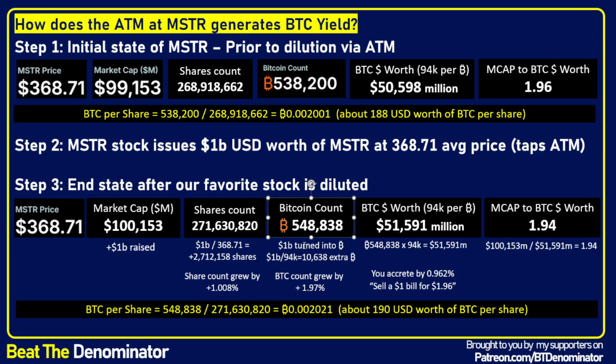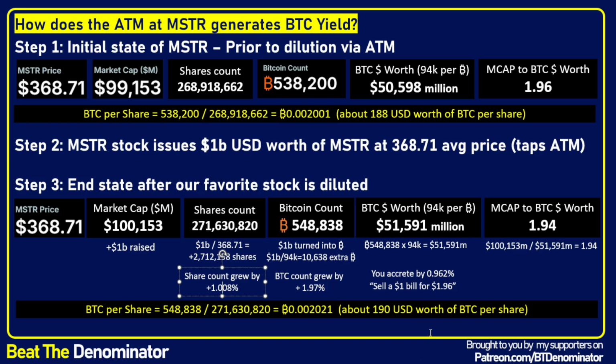What's the Bitcoin count? The Bitcoin count is 548,838 now, because as soon as the new shares were printed, MicroStrategy went ahead and turned the $1 billion into Bitcoin right away. So that $1 billion was right away turned into 10,600 extra Bitcoin that is added to the Bitcoin bag. The Bitcoin bag grew by 1.97%. You grow the shares by 1%. You grow the Bitcoin bag by 1.97%. In total, you accrete by 0.96.